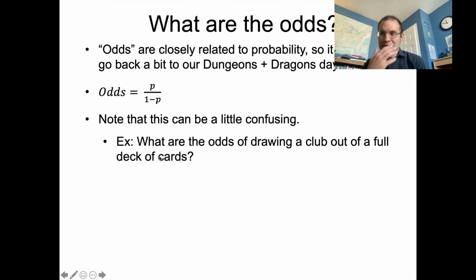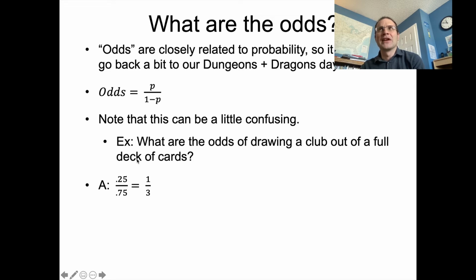So normally this is a question I would ask in class, but what are the odds of drawing a club out of a full deck of cards? There are 4 different suits in a deck of cards, going back to the Las Vegas and whatnot. And so your probability of drawing a club is 1 out of 4, right? Because they're evenly distributed in that deck of cards. But the odds would be 1 out of 3. So the P is 0.25. The 1 minus P for that reason is 0.75. So 1 out of 4 on top and 3 out of 4 on the bottom. That gives you 1 out of 3 for your odds of drawing a club.